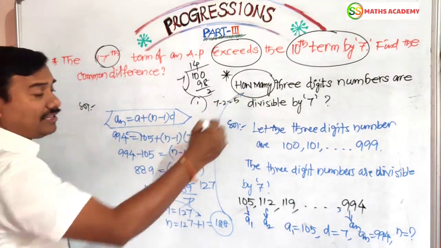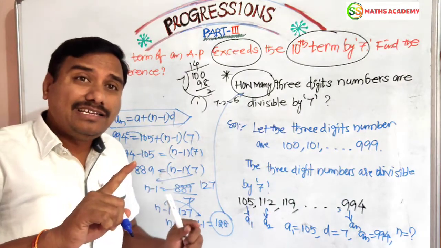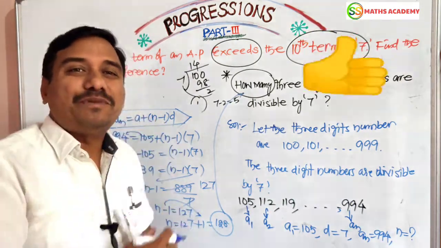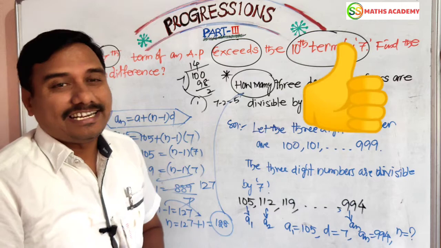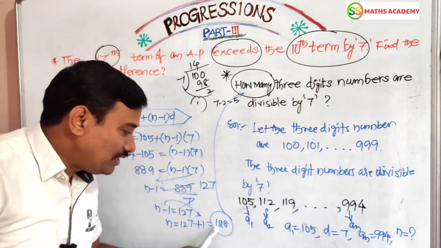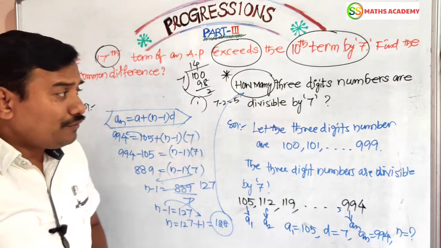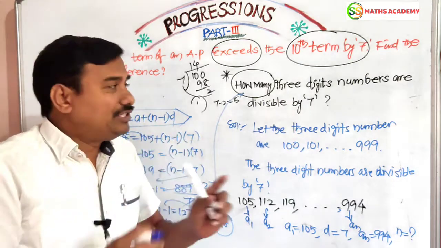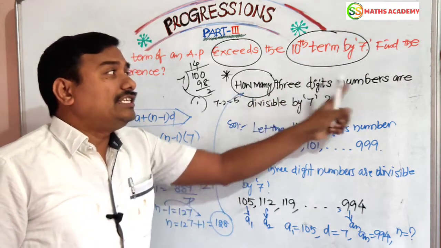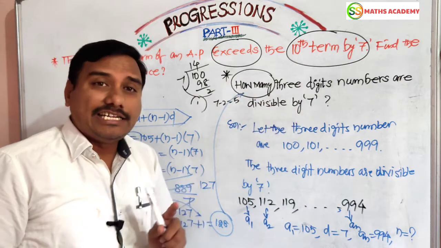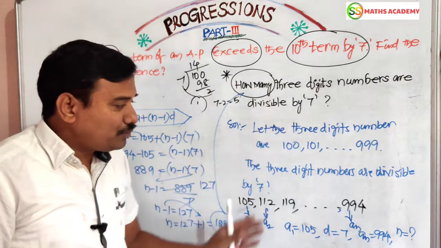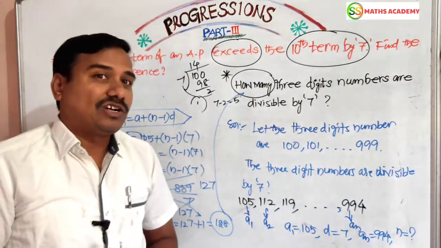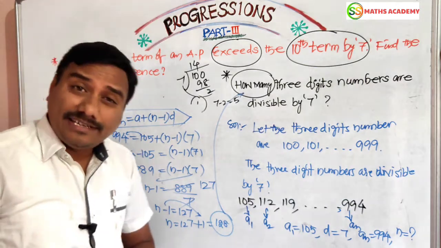How many 3-digit terms are there which are divisible by 7? From 100 to 999, 128 numbers are there. Dear friends, here one word will be changed. Here, how many 2-digit numbers are divisible by 7 also? We have to follow the same procedure, and we get 30 numbers. Here 128 numbers are there.